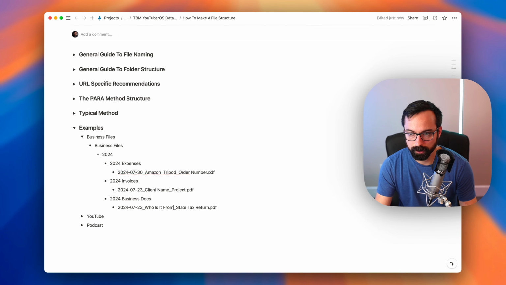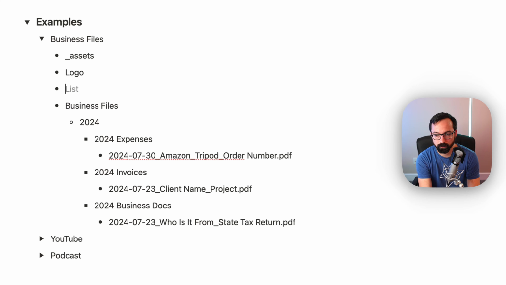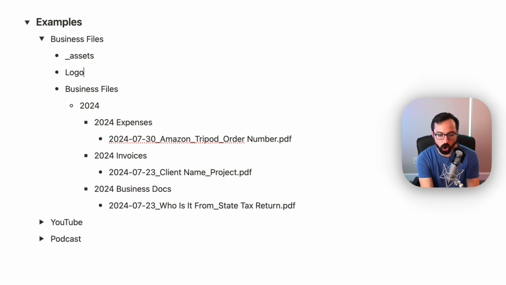I'm trying to think if I've got more ideas, because this is something that, obviously, I do. Oh, so at the root of your business files, what I'd recommend is having the digital assets that you access all the time quickly available. So you might even have an underscore assets folder or even a logo folder. Basically those things that you access all the time, making it super easy. That way you don't have to dig through a bunch of different things to find it.